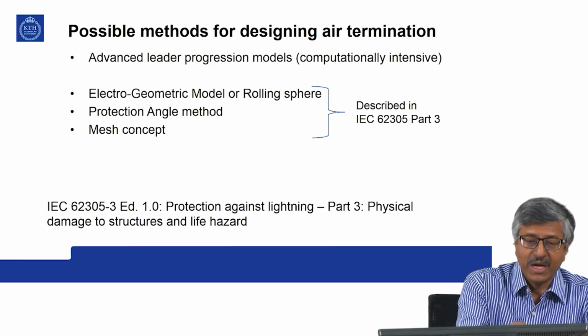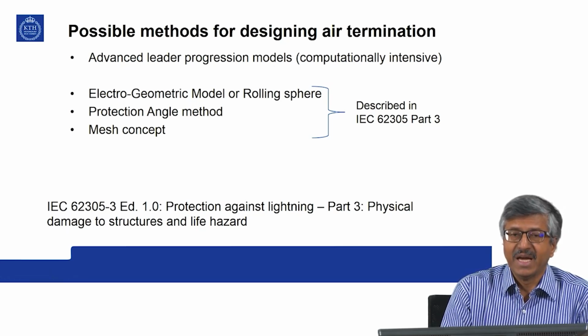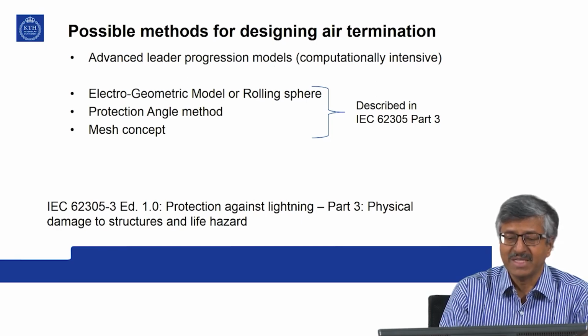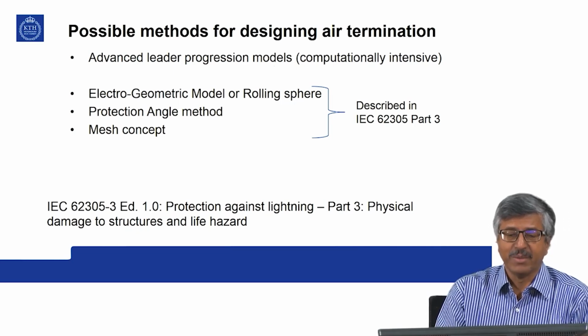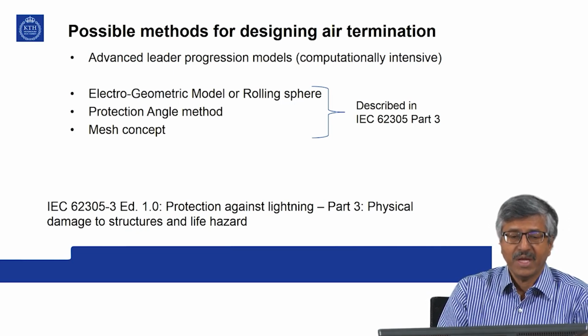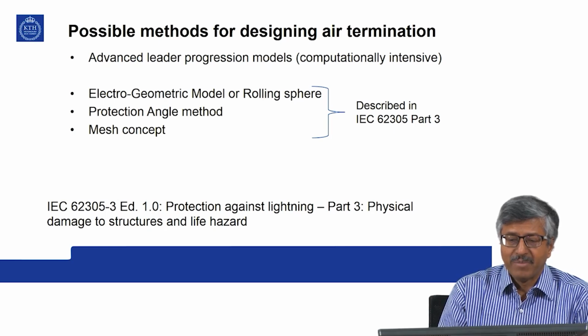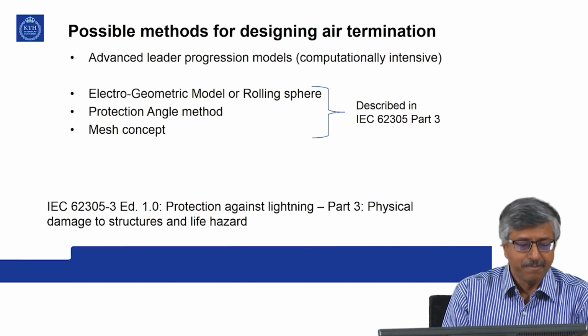Researchers often use advanced leader progression models for designing air terminations. These are quite accurate, but computationally very intensive. So, they are not normally used by engineers. Engineers are using these three methods: electrogeometric model or rolling sphere, protection angle method, and mesh concept. Maybe I will very briefly describe what they are.